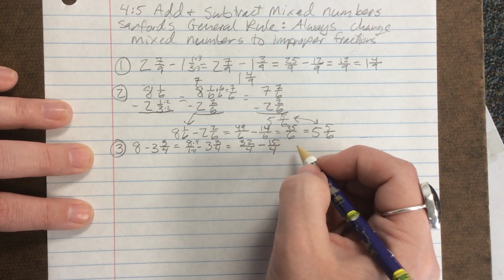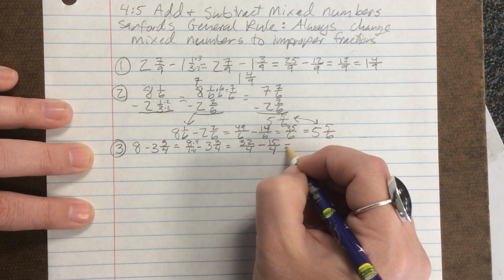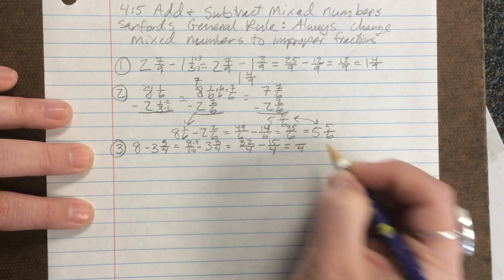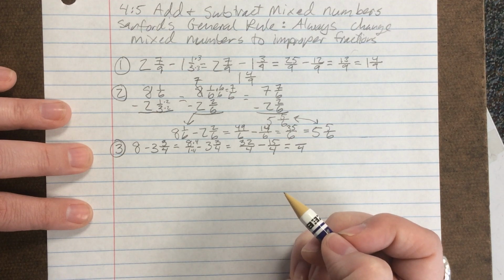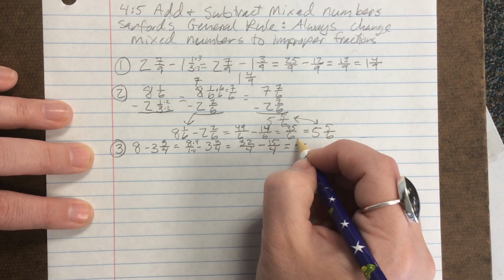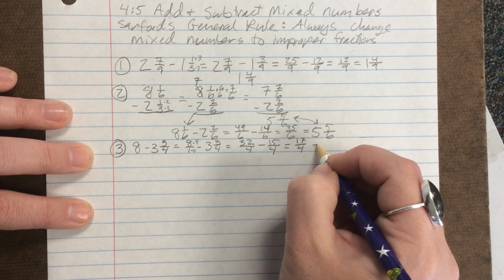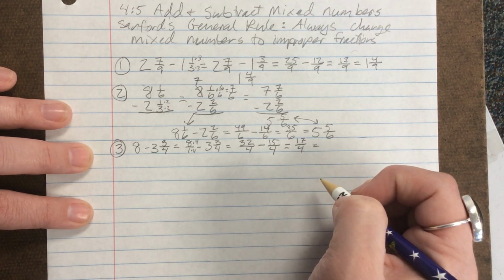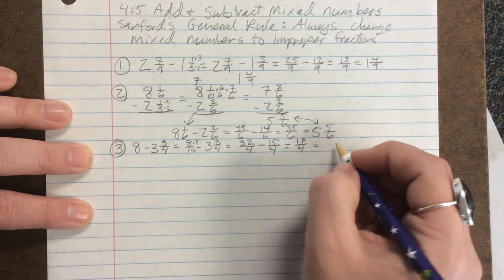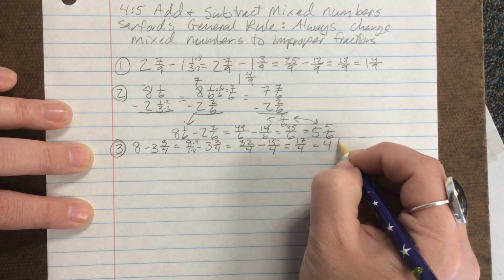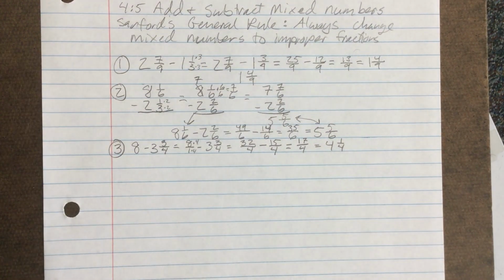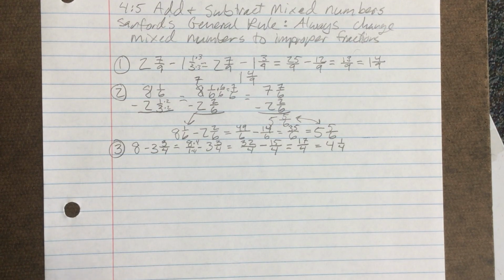So now we have 32 minus 15. Our fourths will stay. And if we do that subtraction, it comes out to be 17. And then we can change this back into a mixed number. 4 goes into 17, 4 goes into 16, 4 times, and that leaves us with 1 left over. Okay, so that's the Sanford way.